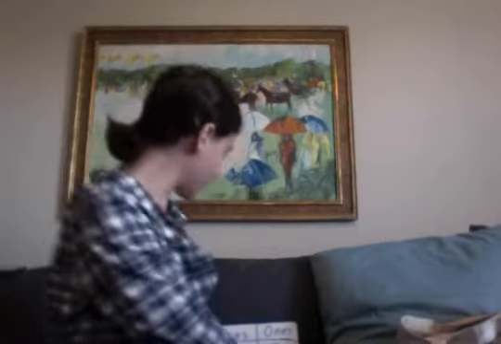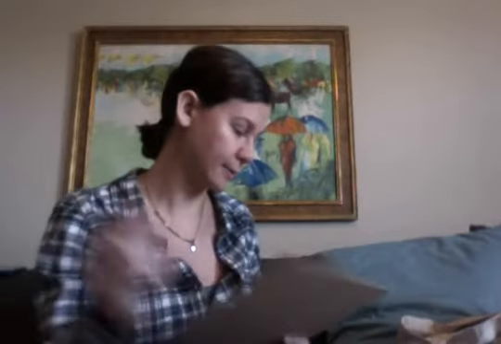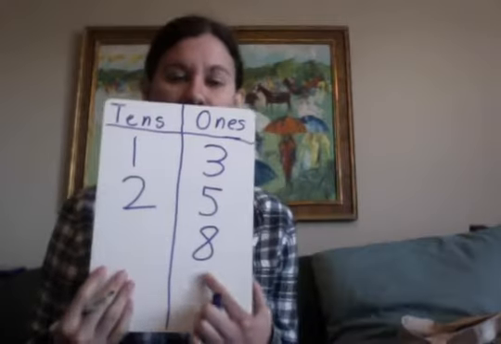Okay, so we're going to start with our buttons. Help me count by ones. 1, 2, 3, 4, 5, 6, 7, 8. So I have 8 buttons, 8 ones. It's quite a handful of buttons. So now I'm going to get my board and I'm going to write an 8. Okay, so now I have an 8 here.